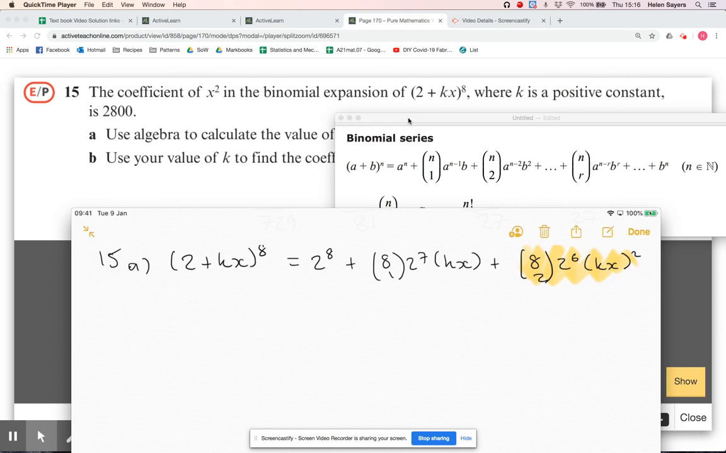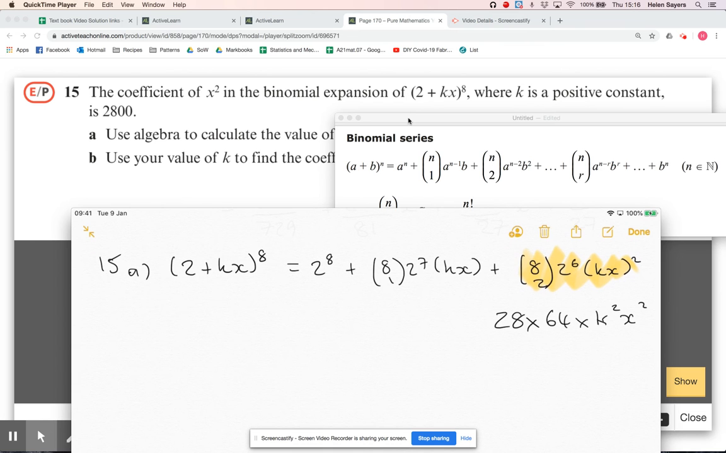So 8 choose 2 is going to be 28, times 2 to the power of 6, so times 64. Then just be really careful. If we lose those brackets, it's k squared x squared. If you don't have that k squared, you're probably not going to be able to score anything for this type of question. So the coefficient is just what x squared is multiplied by. Let's do 28 times 64.